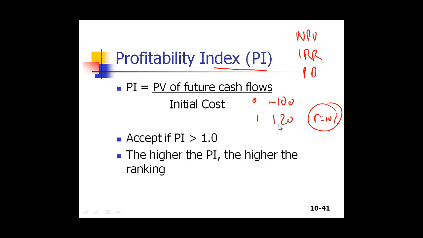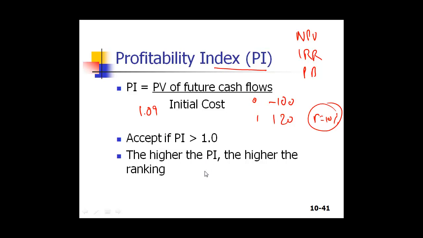Give me an answer correct to about one decimal. So the profitability index is 10%? What's the present value of the future cash flow? About 109, 110. What's the initial cost? So what's the profitability index? That's approximately the profitability index. All we are doing is that's the name of this measure. I'll get into the interpretation shortly. So this is your profitability index.